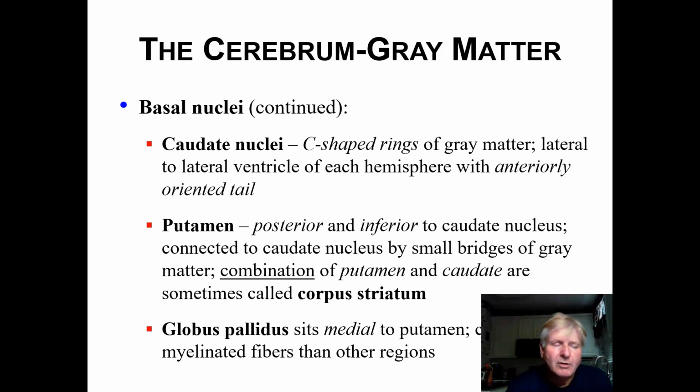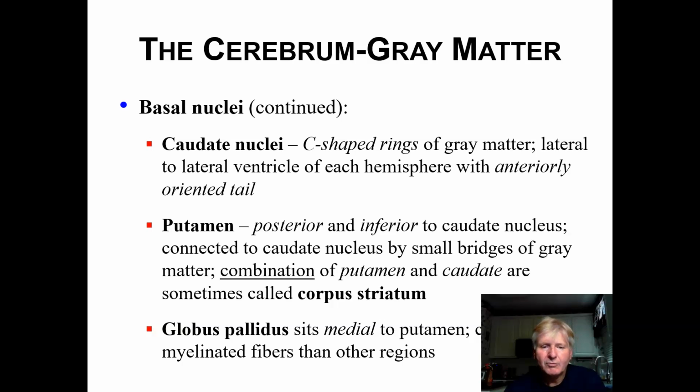The caudate nuclei are C-shaped rings of gray matter, C for caudate nuclei. They're lateral to the lateral ventricles of each hemisphere with an anteriorly oriented tail. They're connected to the putamen, which is posterior and inferior to the caudate nucleus, by small bridges of gray matter. So we refer to these two nuclei as the corpus striatum.